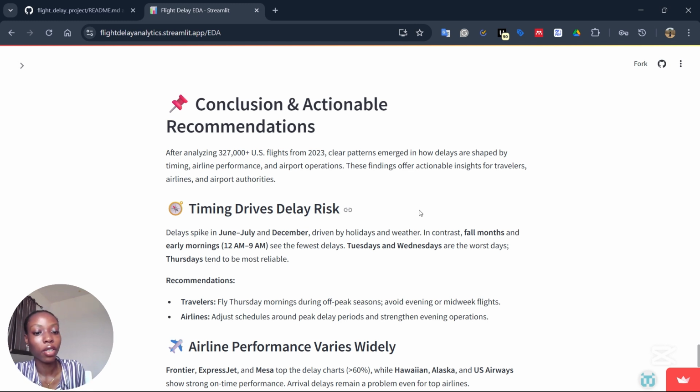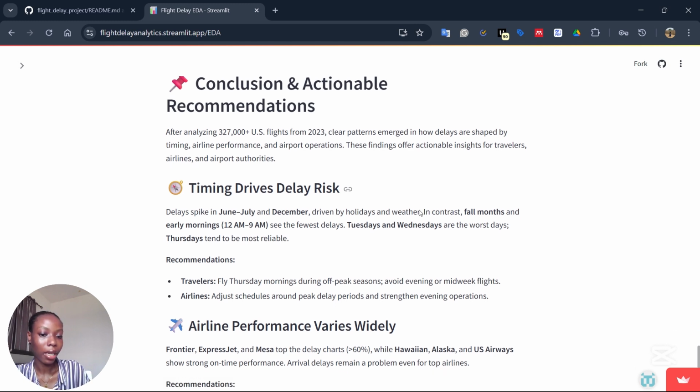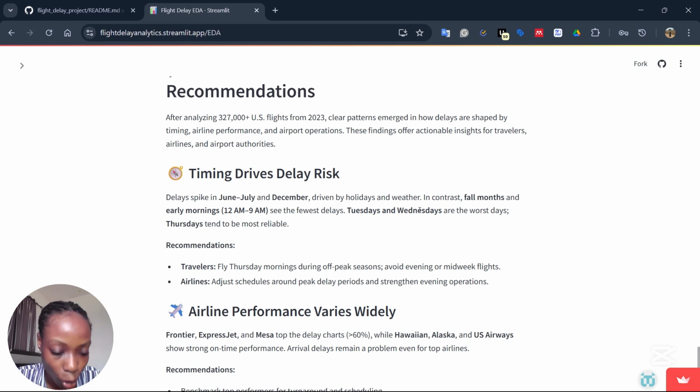So for recommendations, travelers should fly on Thursday morning during off-peak season, if possible. So fly Thursday mornings and avoid evening or midweek flights. Airlines should try to adjust schedules around peak delay periods and strengthen their evening operations.